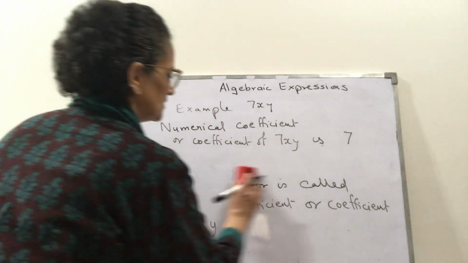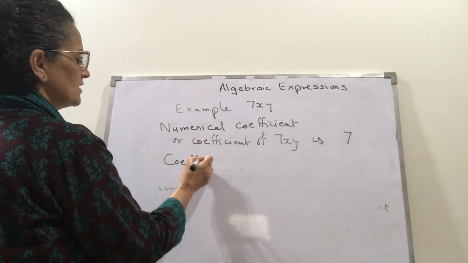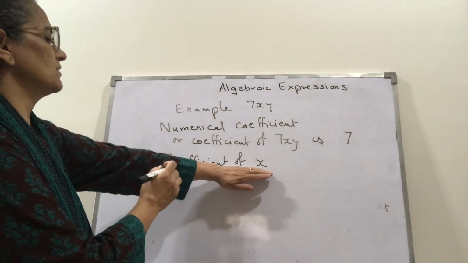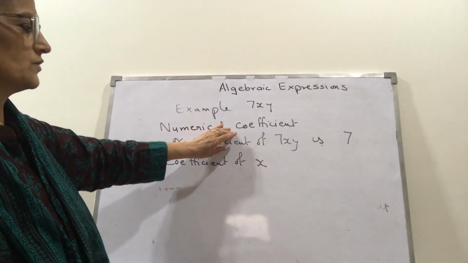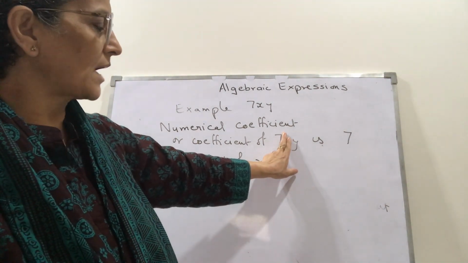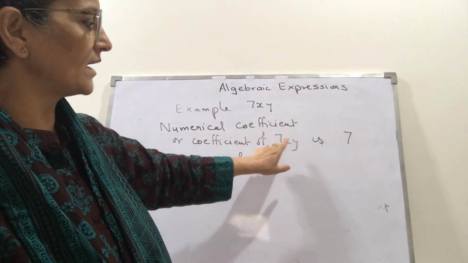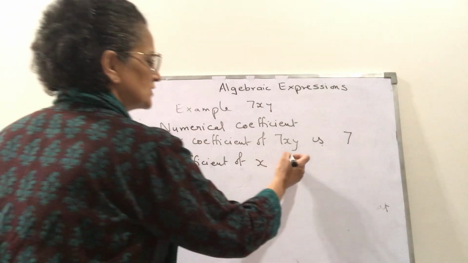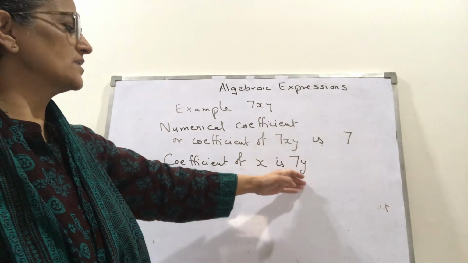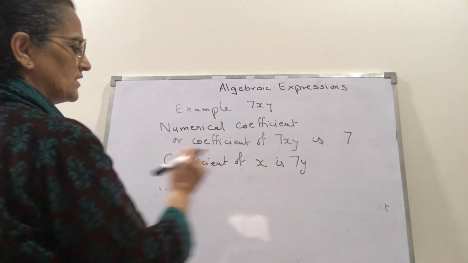So let's write another example. If they are asking coefficient of x. Now we have added to the word coefficient, of x. So what they are asking now, you hide x because they are asking coefficient of x. What remains if you hide x? 7y. So coefficient of x is 7y. So it can be product of algebraic factors. It can be product of factors. Here we have one numerical and one algebraic factor.